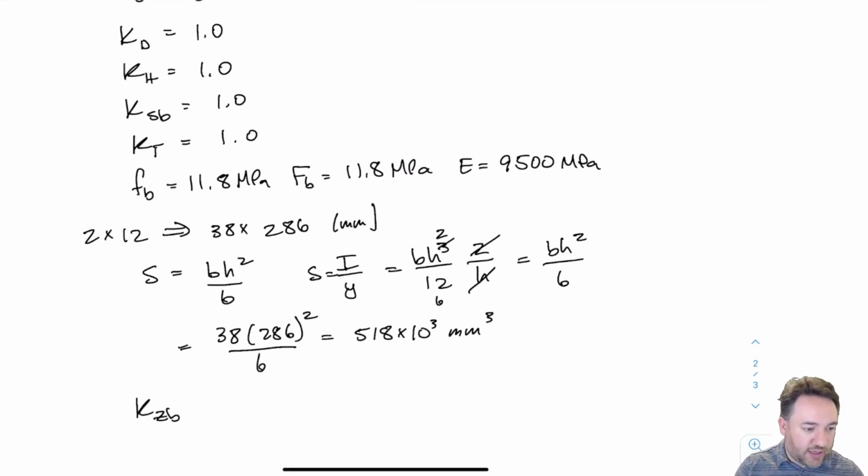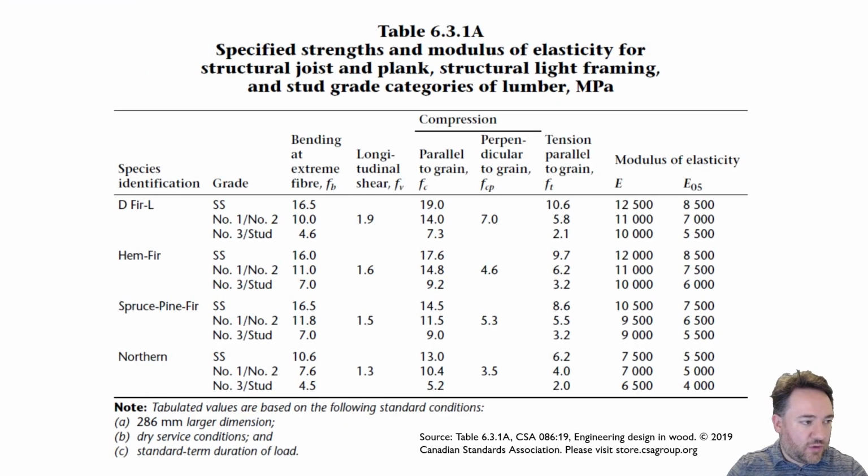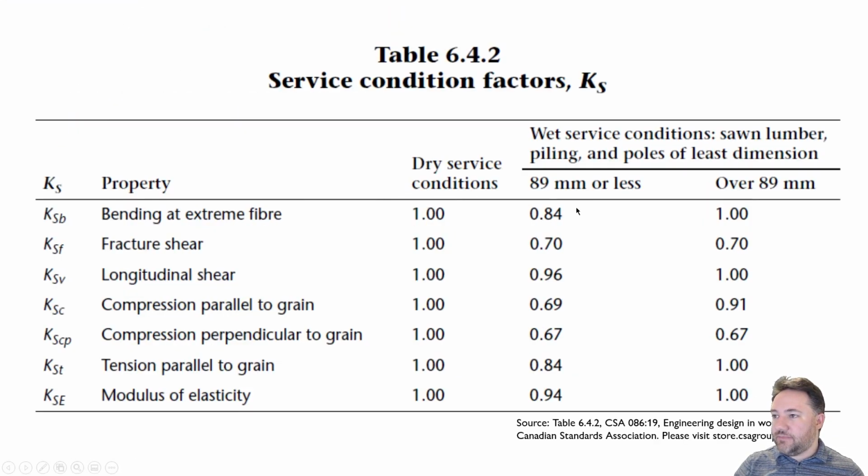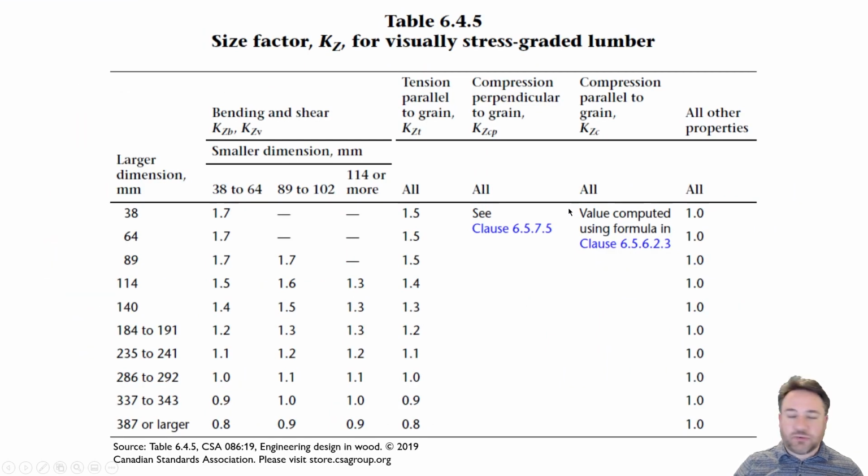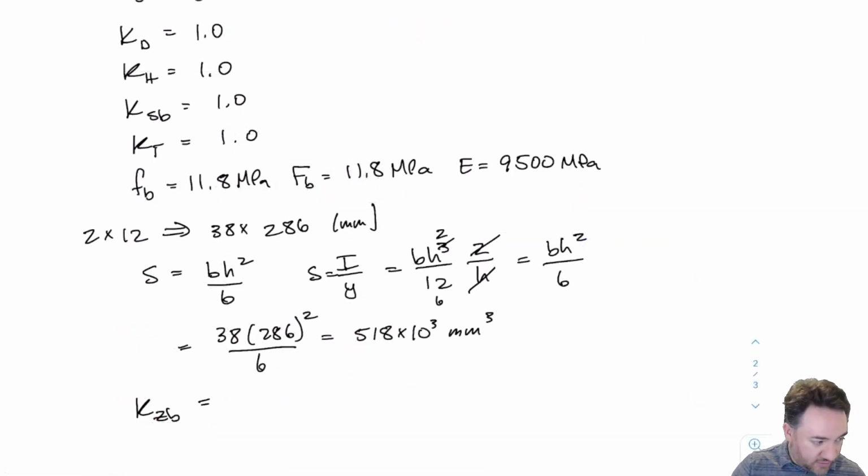which is our size effect factor. So for that, we go to the KZB table, KZ table, which is this one here, table 6.4.5, and we're looking at bending and shear, and we have a 38 by 286, so it happens to be 1.0. So in this case, not 1.0 because we're not considering size effect, it's just that this one so happens to be the one that has a size effect factor of 1.0. So KZB equals 1.0 from table 6.4.5.